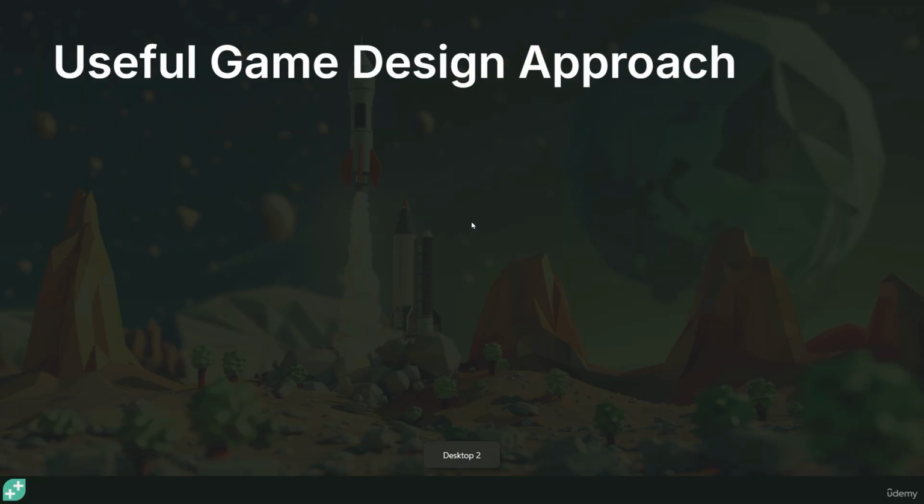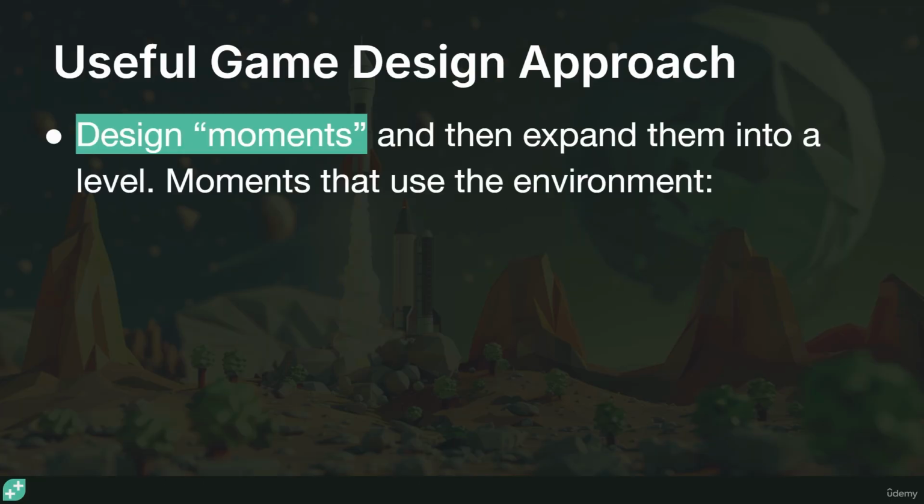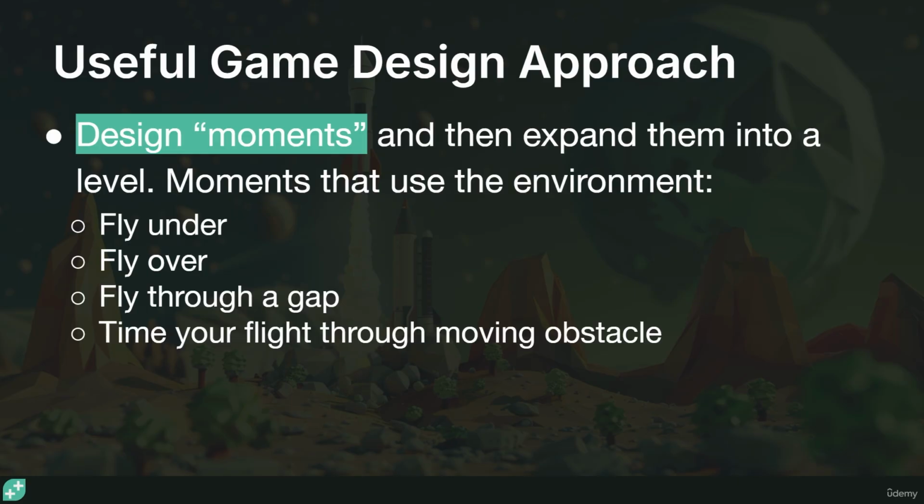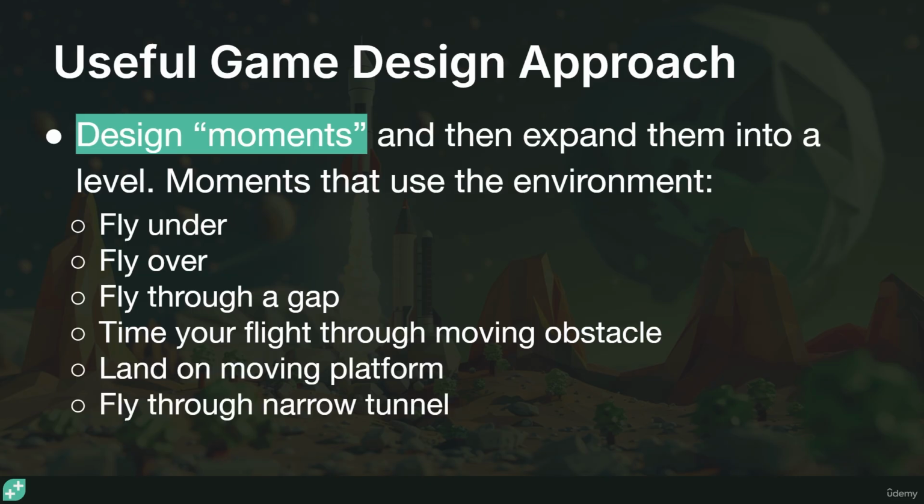So I want to have a conversation about game design, and here's a useful game design approach for you: think about moments and then expand them into a level. A moment that uses your environment could be, for example, you fly under something. You fly over something, fly through a gap. You time your flight to move through an obstacle. You could land on a moving platform, for example. You could fly through a narrow tunnel. You could have to fly very quickly or very slowly.